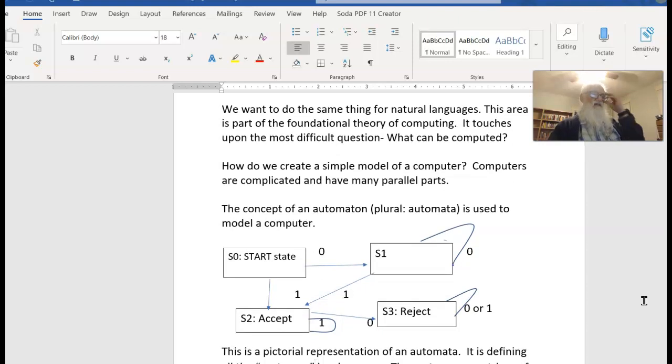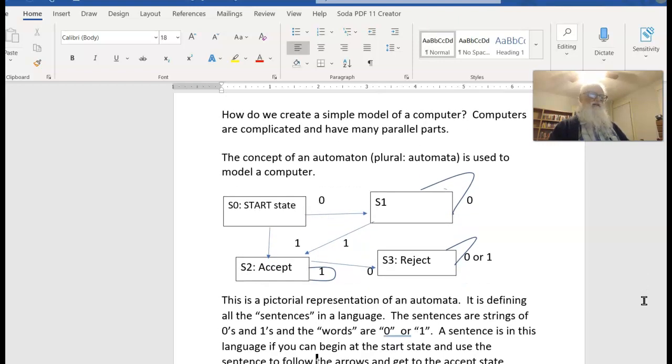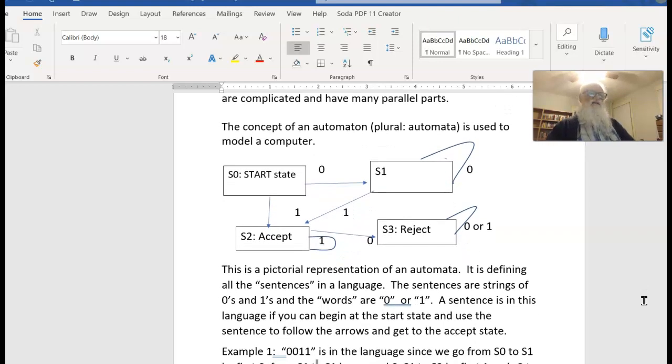Now, let's look at what we've got. That's a pictorial representation. But there's another way to represent it. Before I say that, I just want to use a little terminology. The zeros and the ones are what we're building the statements out of. You might think of them as the words. And the sentences are the strings of the zeros and ones.